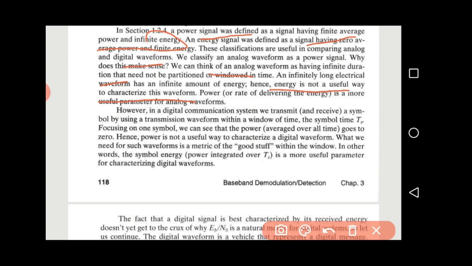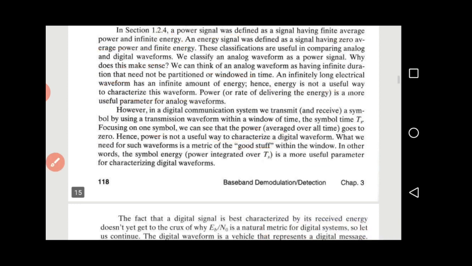However, in a digital communication system, we transmit and receive a symbol by using a transmission waveform within a window of time, the symbol time Ts. Focusing on one symbol, we can see that power averaged over all time goes to 0. Hence, power is not a useful way to characterize a digital waveform. What we need for such a waveform is a metric of the good stuff within the window. In other words, the symbol energy is a more useful parameter for characterizing digital waveforms.